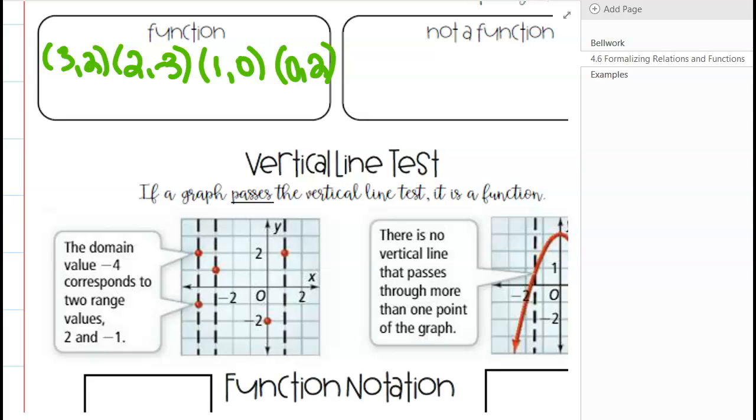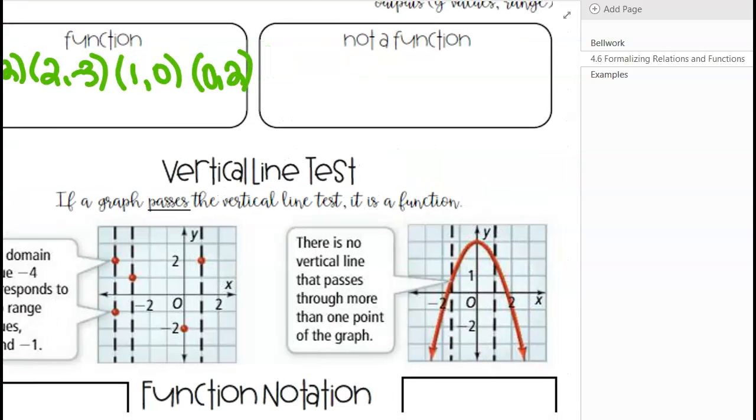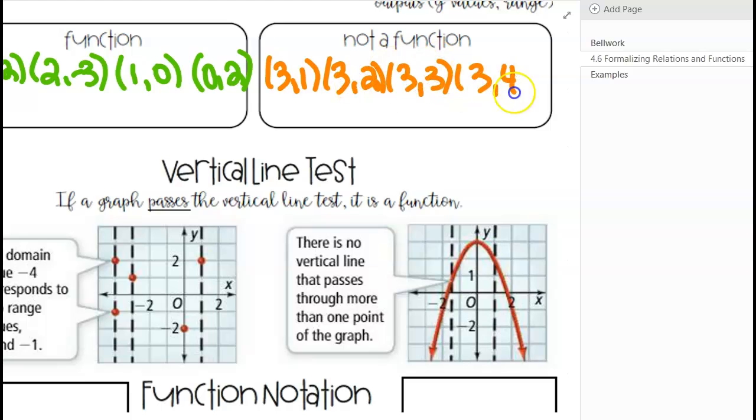Now something that would not be a function would be something like this: (3, 1), (3, 2), (3, 3), (3, 4).